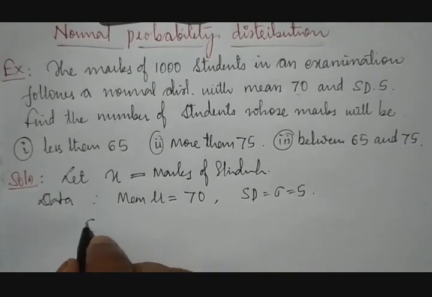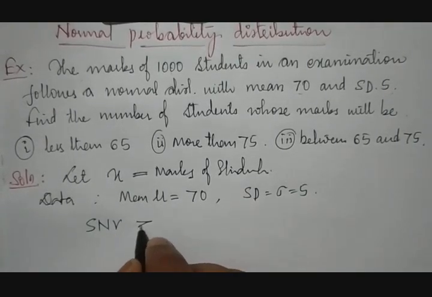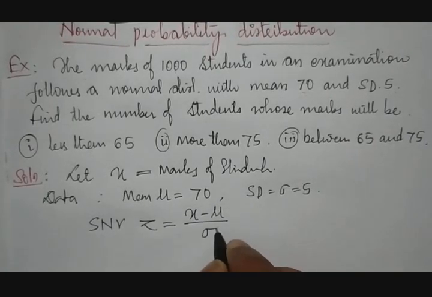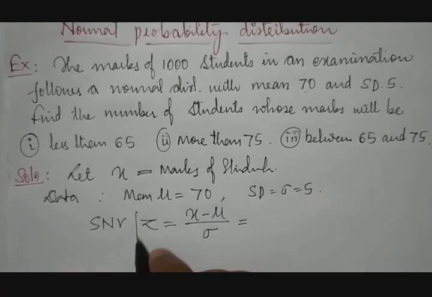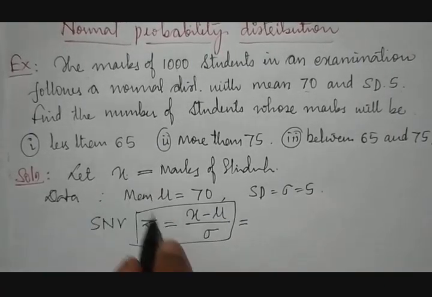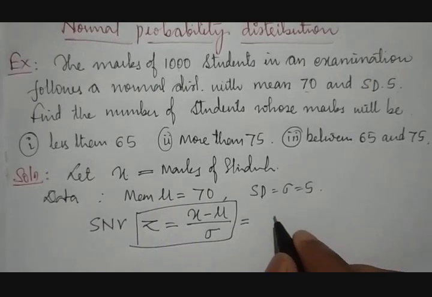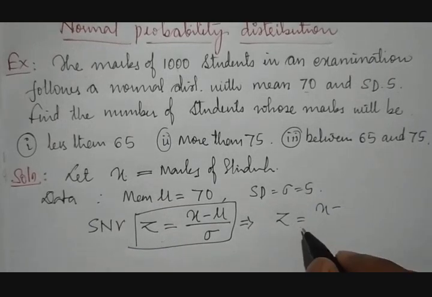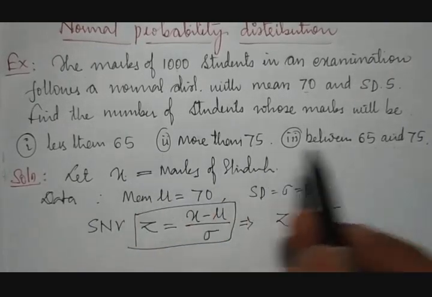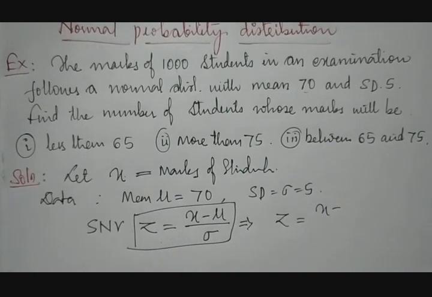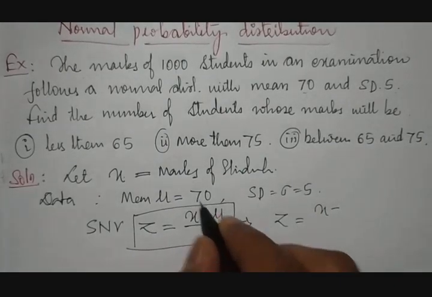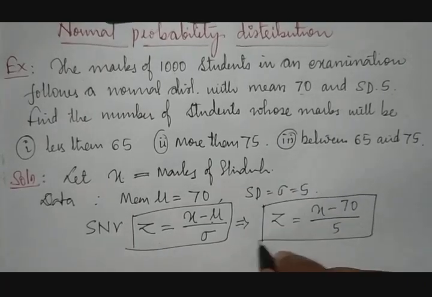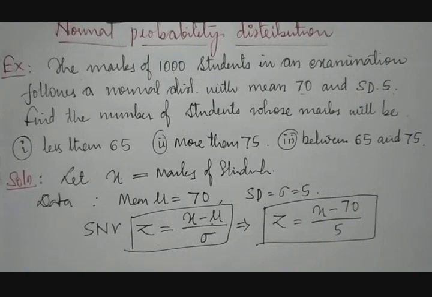Therefore, we have standard normal variate z. What is the formula for that? z = (x minus mu) divided by sigma. Therefore, if this is the formula to convert x to z, then z is equal to x minus, I don't write what is x now because three cases are there. So x differs case wise. Minus mu is 70 divided by sigma is 5. So this will become a tool to convert x to z.